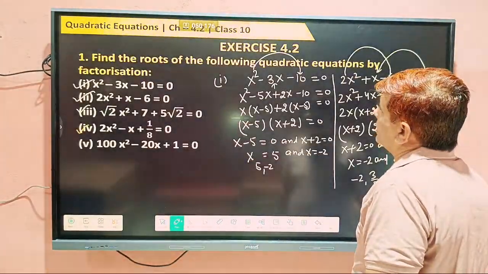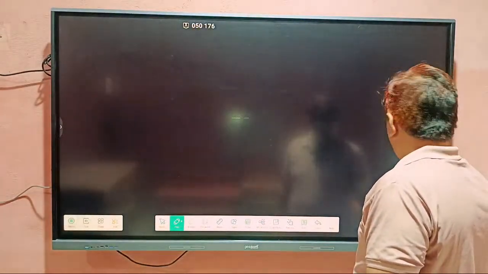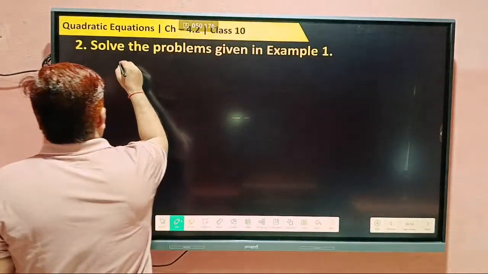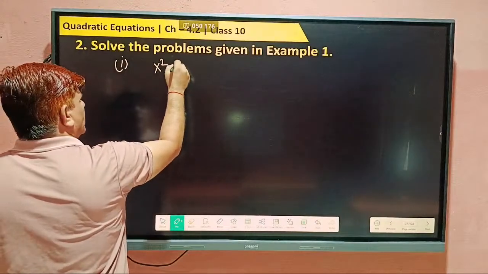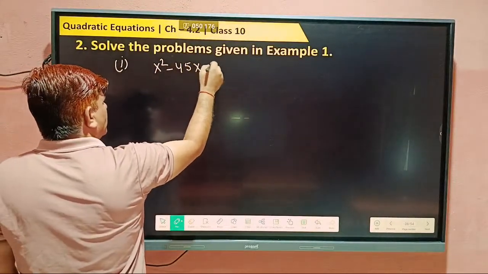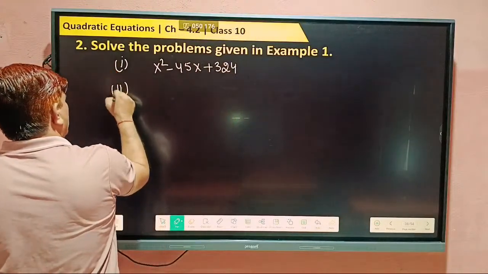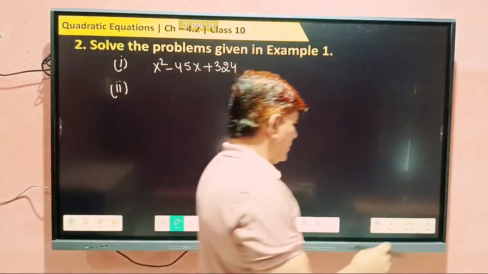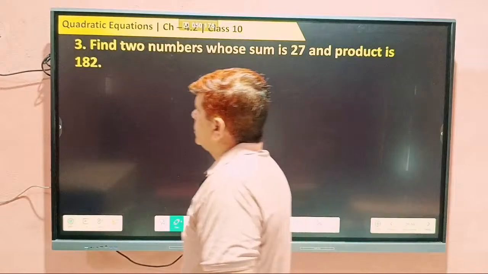Example number 6. This is the first part. I already told you this. So the first part, what is it? x square minus 45x plus 324. The second part I can write later on. You have to solve both. If you find any problem, then I can tell you. Splitting the middle term.